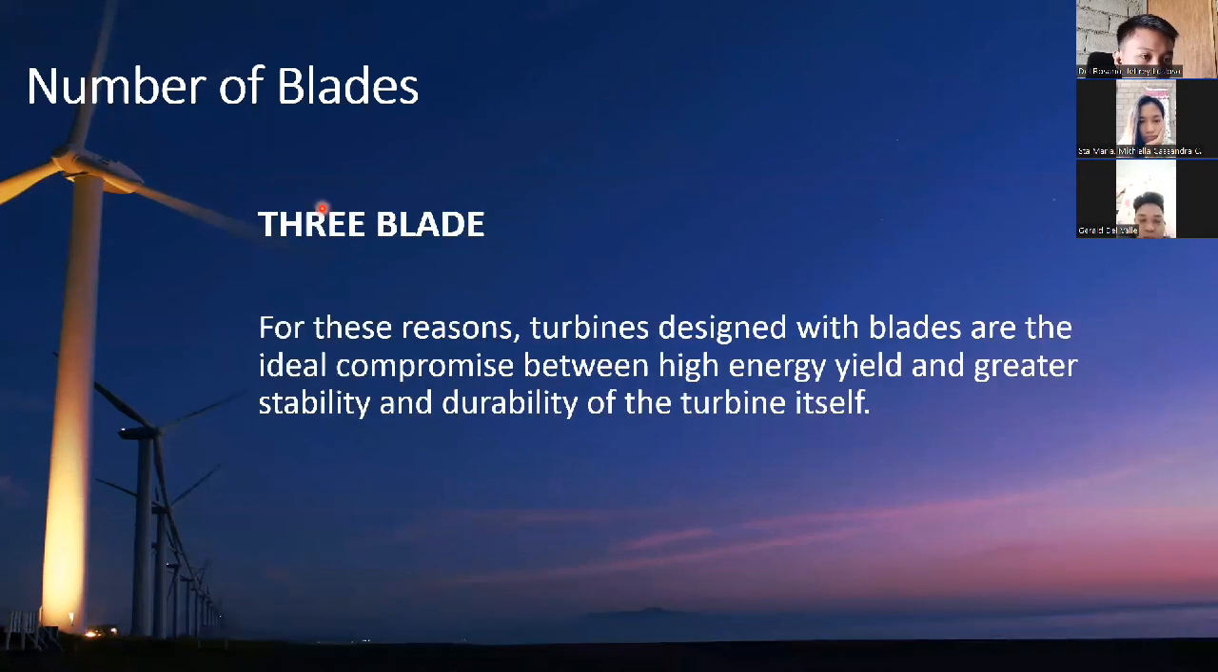So next one. Three blades. For this reason, turbines designed with three blades are the ideal compromise between high energy yield and greater stability and durability of the turbine itself.